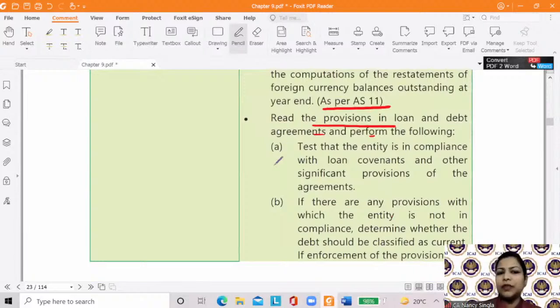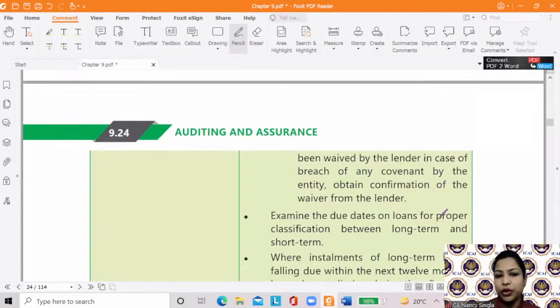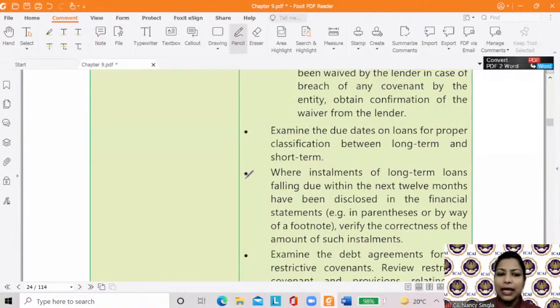So these are what you can see: what the significant provisions are, and whether they have been complied with. I gave you an example of the 5 years debt, right? So if there are any provisions with which the entity is not in compliance, determine whether the debt should be classified as current. I hope this point is clear. Okay, check the due dates of long term and short term.